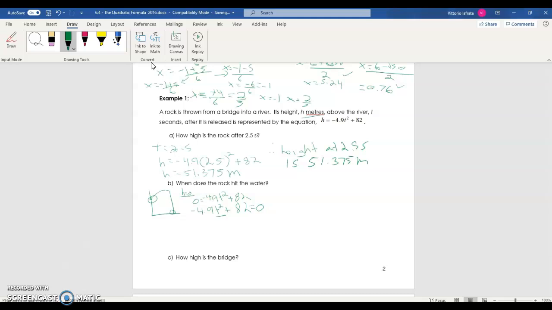We're going to use our quadratic formula to practice with it when we have an equation like this. So let's first find our a, b, and c. Our a value is the one in front of the t squared, so negative 4.9. Our b value, well, there's no t term there, so our b value is 0 in this case. And our c value is going to be 82.